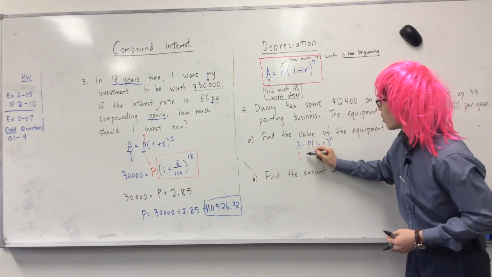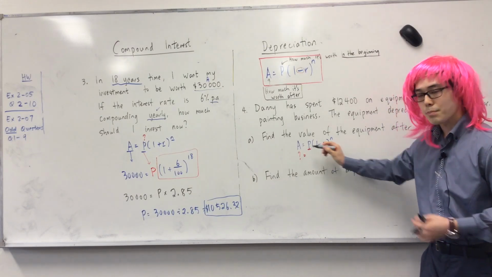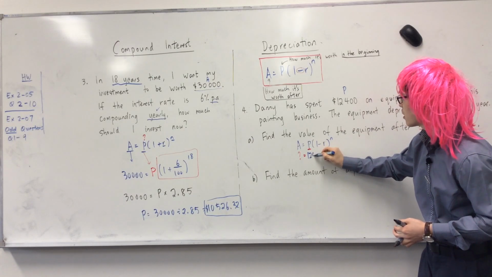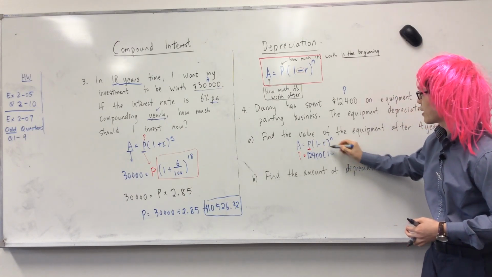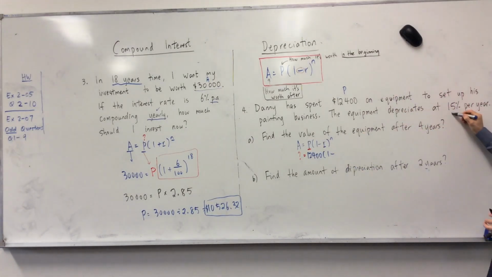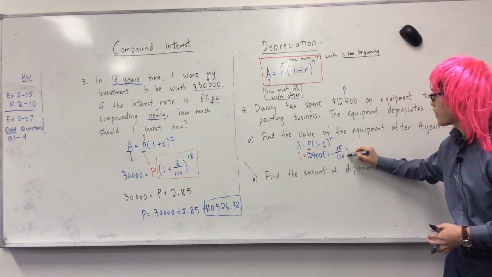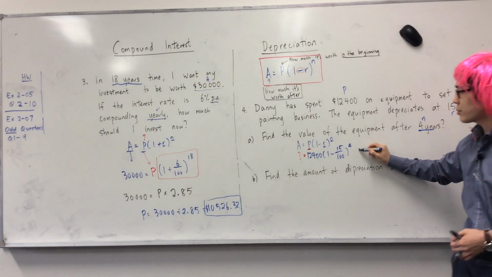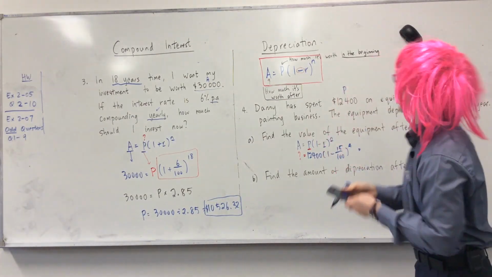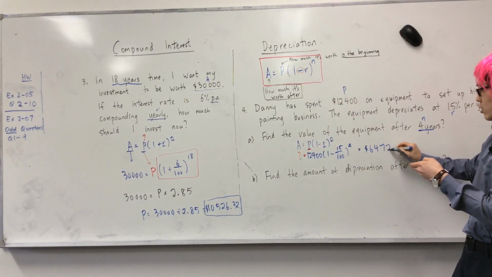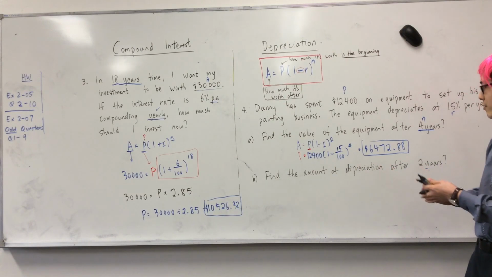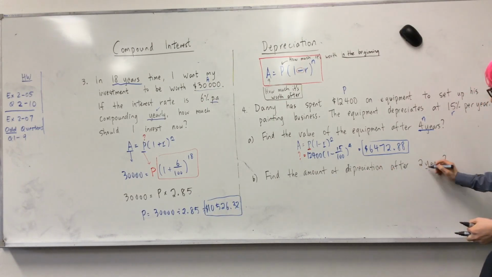Your A, when your starting value P is 12,400, bracket 1 minus the rate, 15%, 15 over 100, to the power of the number of years, 4 years. If I put this in the calculator, I get $6,472.88 after 4 years. It says find the amount of depreciation after 2 years.